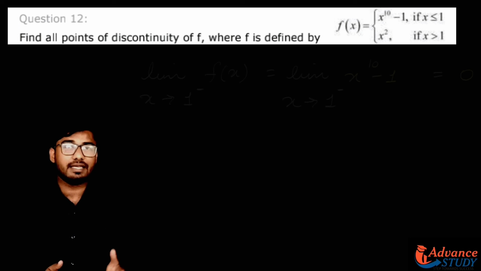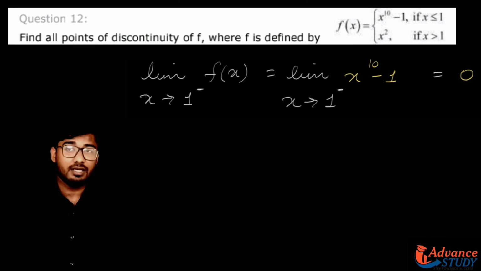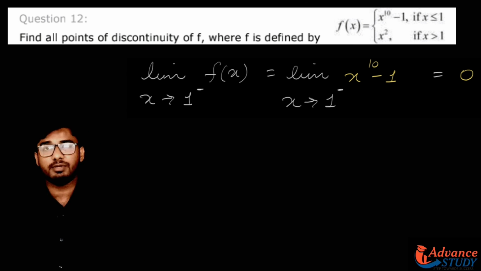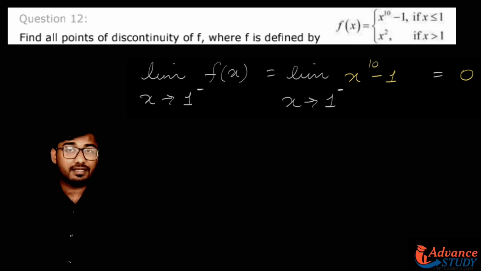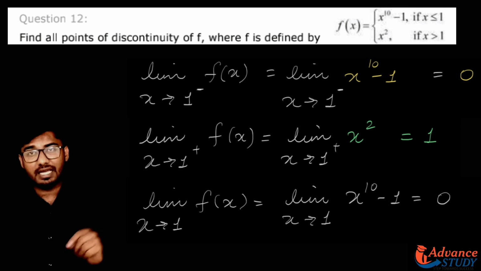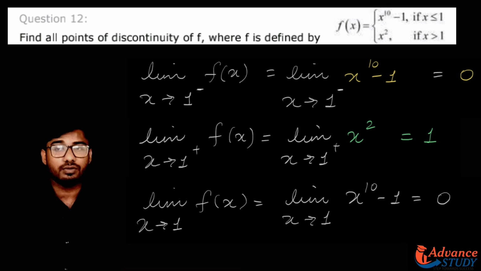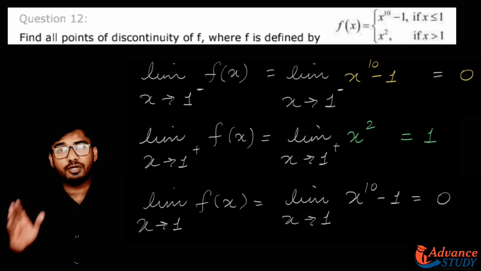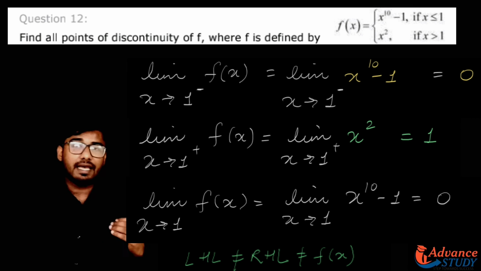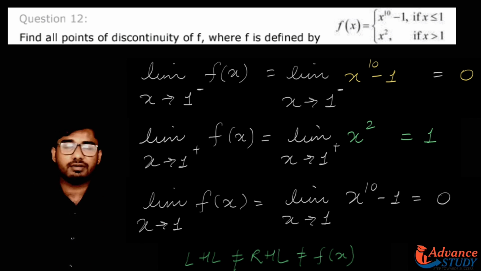Okay, so limit x tends to 1 negative, it means the left hand limit, so x to the power 10 minus 1, the answer will become 0. So 1 to the power 10 minus 1 is equal to 1 minus 1, or we can say 0 will be the answer. So limit x tends to 1 positive, it means x square, or the answer is 1. Okay, so limit x tends to 1, we are taking x to the power 10 minus 1, the answer will also become 0. So the function is not continuous because the left hand limit, right hand limit and the function are not all equal, so x is equal to 1 is the only point of discontinuity.